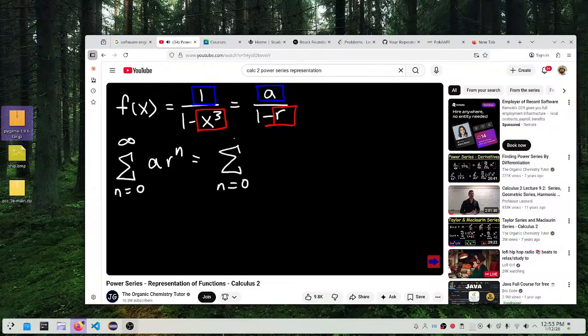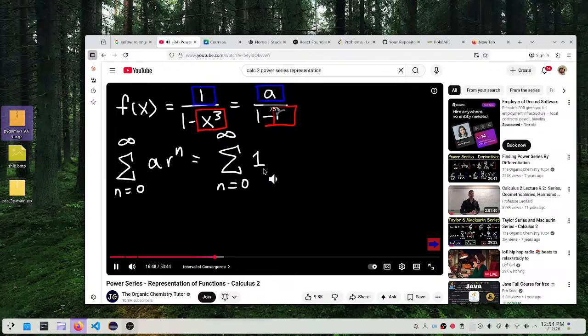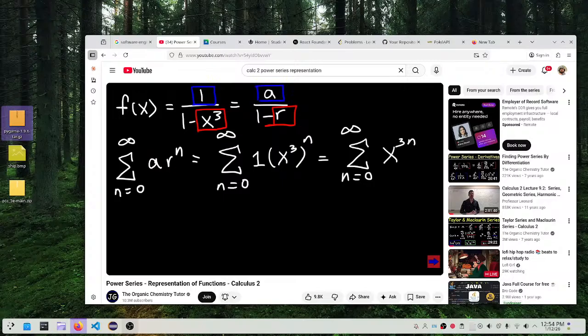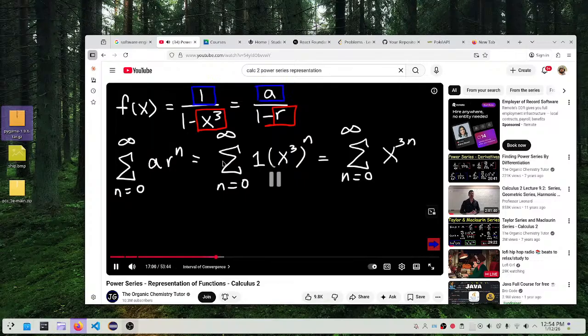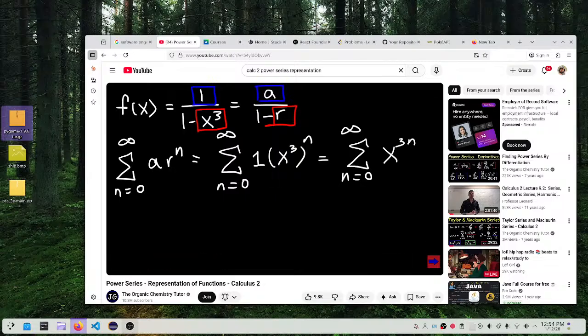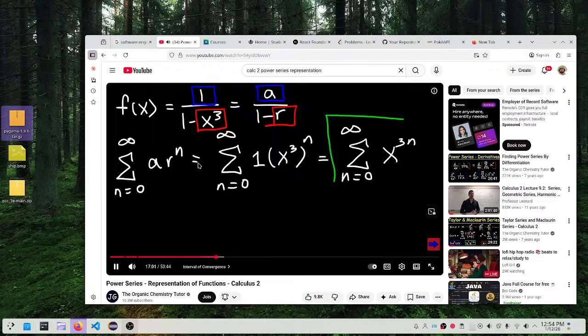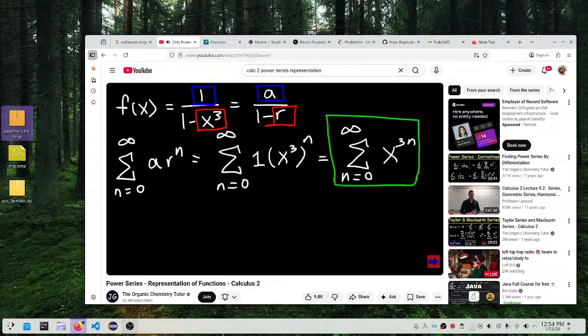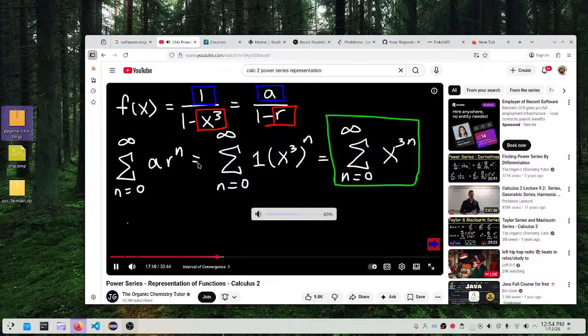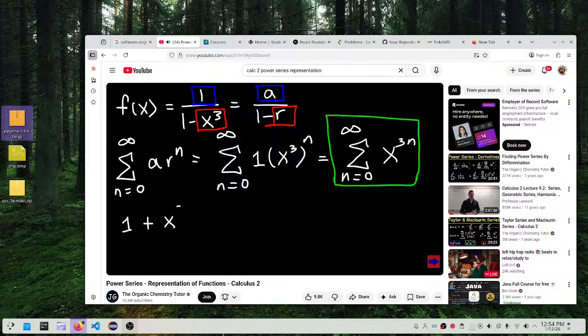So we have the summation from 0 to infinity, and this is going to be 1 times x cubed raised to the n. So we can write the final answer like this: it's going to be x to the 3n. Now, if we decide to list out a few terms, when n is 0, x to the 3 times 0 is x to the 0, so that's going to be 1. When n is 1, it's going to be x cubed. When n is 2, 2 times 3 is 6, so x to the 6, and so forth.